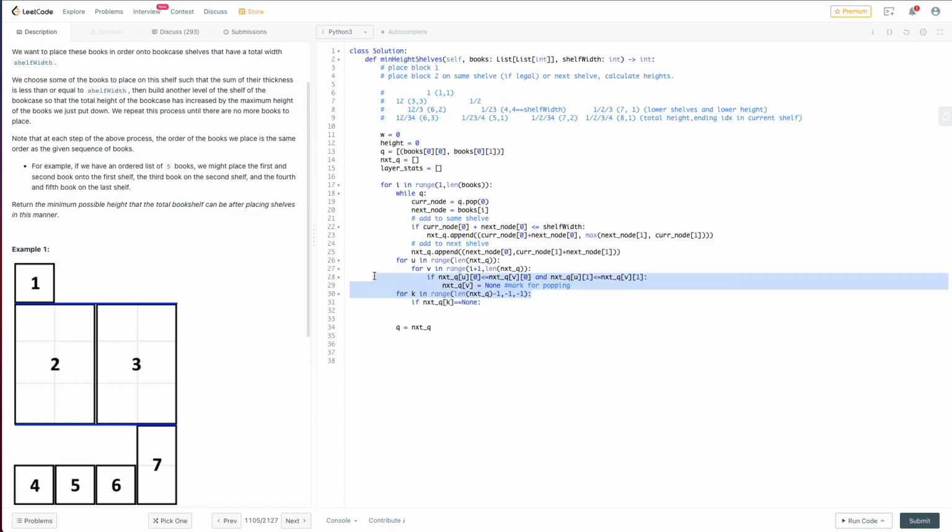So we go backwards, so pops don't interfere with this loop. So we go backwards, and for example, the last element is none. Then we go ahead and pop it. Mark for popping.